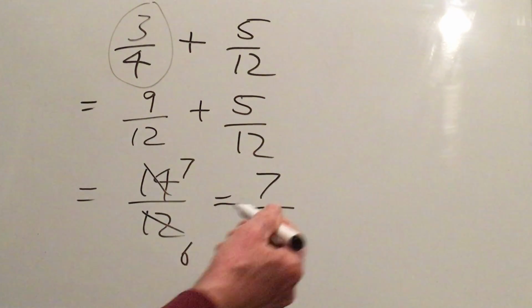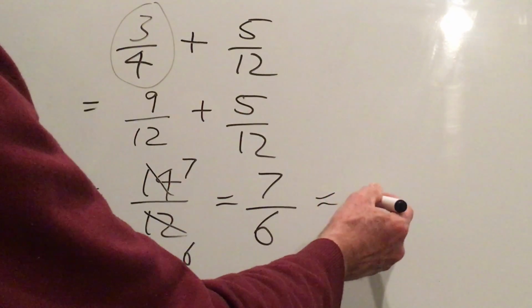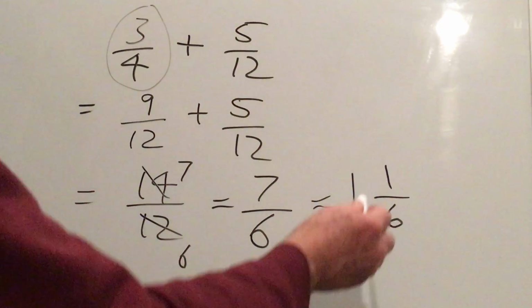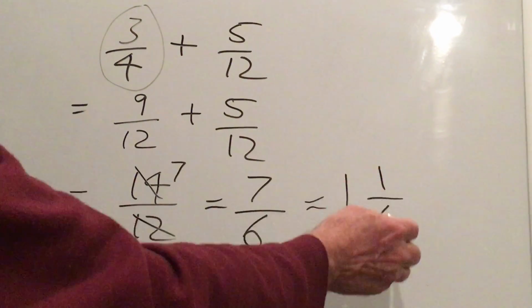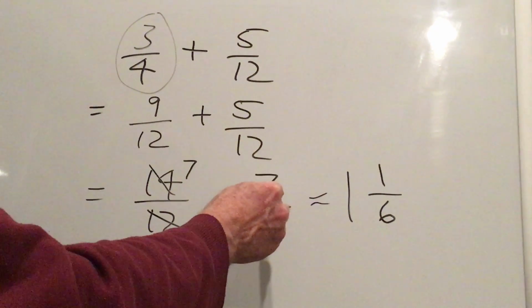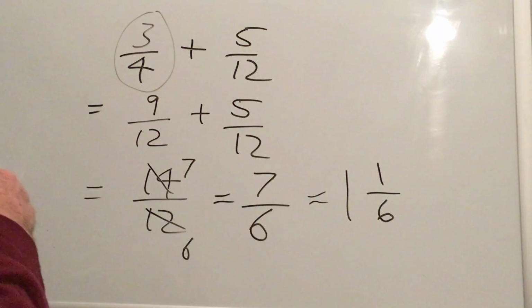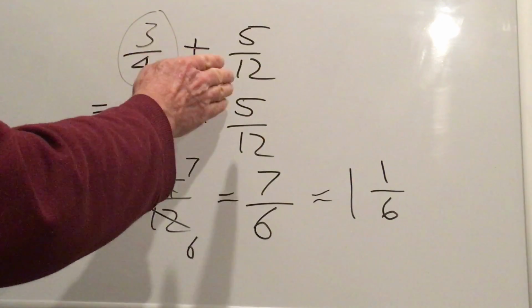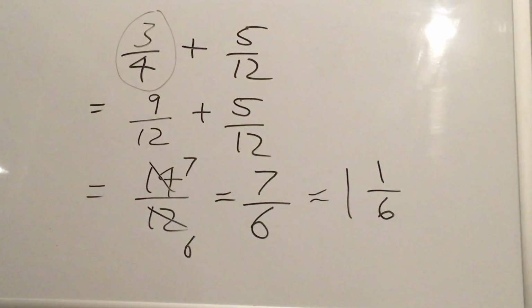So the answer is 7 over 6, or you can even go one step further and say that is 1 and 1 6th. Because 1 is 6 6ths plus 1 6th. So that's another way of writing this. It's exactly the same. So there we've added two fractions again to each other that didn't have the same denominator to start with.